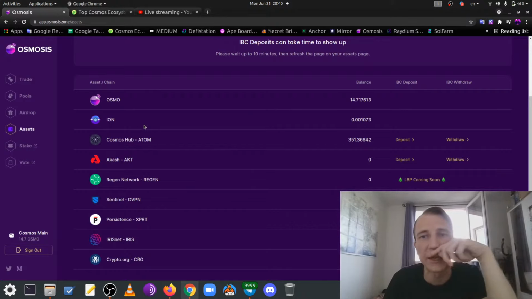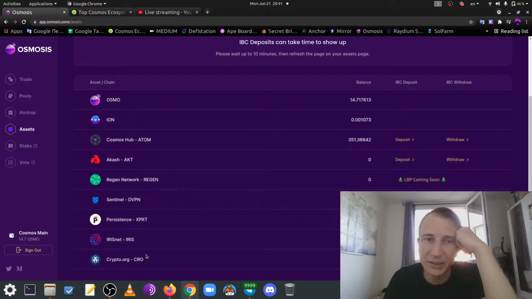It's Osmo and Ion, and all other tokens are tokens of the chains on Cosmos SDK with the IBC module, that's supported with interchain transactions. So for now, Cosmos Hub, Akash, Regen Network, Sentinel, Persistence, IrisNet, and Crypto.org already implement the IBC module, and because of which they can easily connect with each other and with the Osmosis chain.